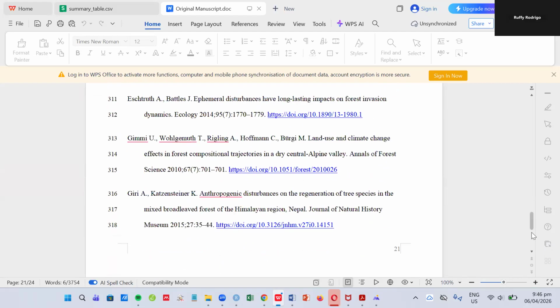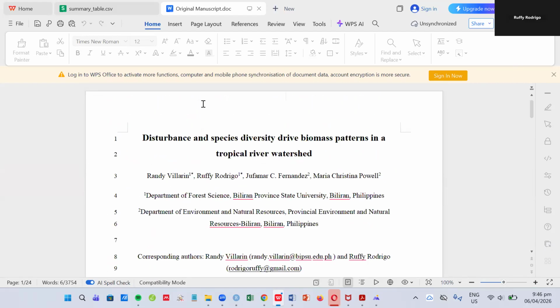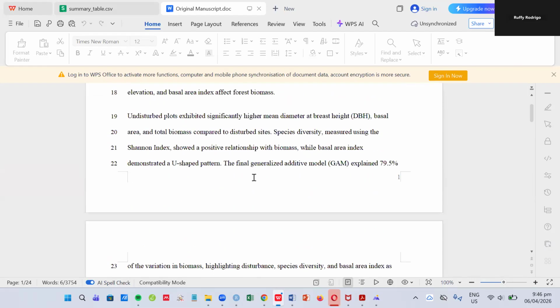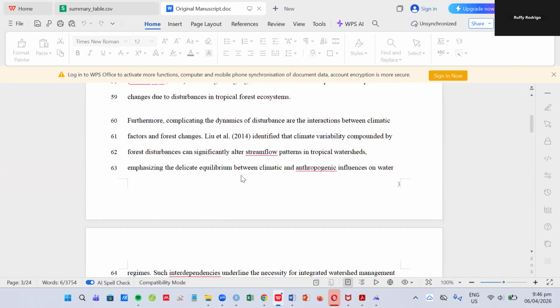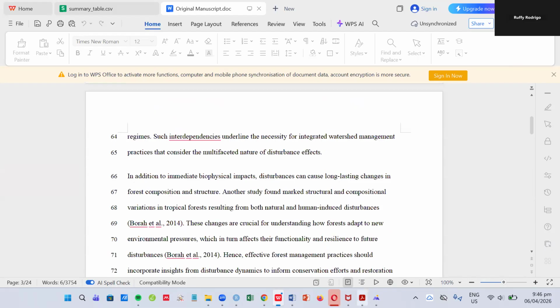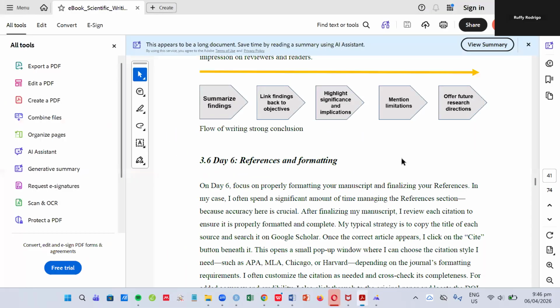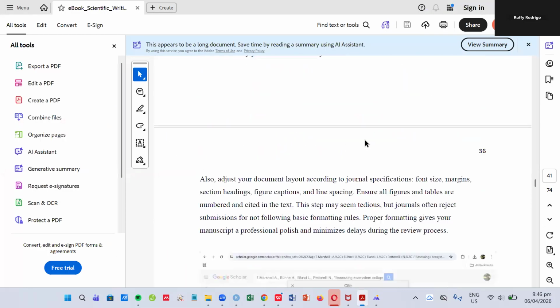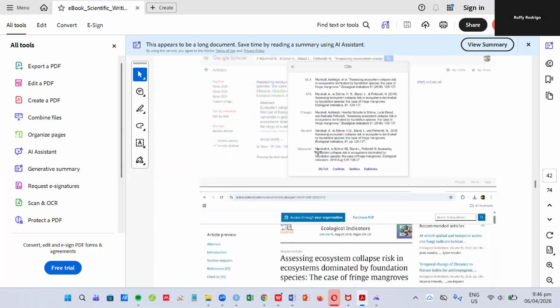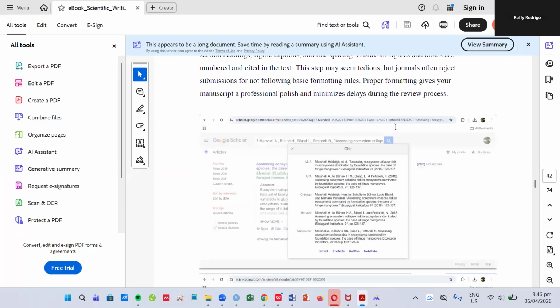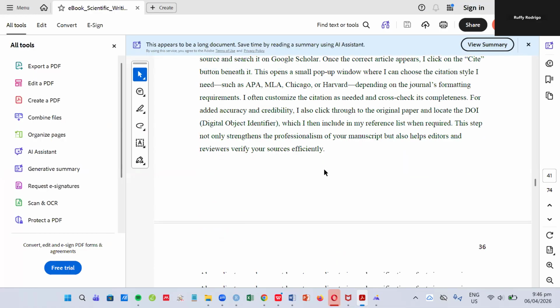And then you can start to format it, like put in line numbers and so on. And then try to read your manuscript. And that's for day six. And now for day seven. So here, references. Actually, I showed the references and format.